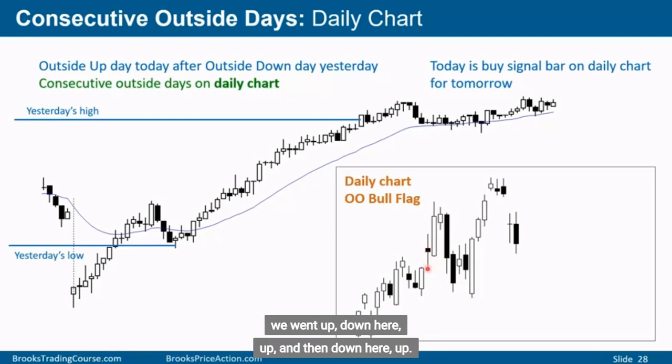We went down here, we went up, down here, up, and then down here, up. Big risk. You're buying above a very big bar, so the stop is far below. Pretty much sideways, so the probability is not all that good, but it is a credible buy. Some traders will wait for a second bar and then buy.